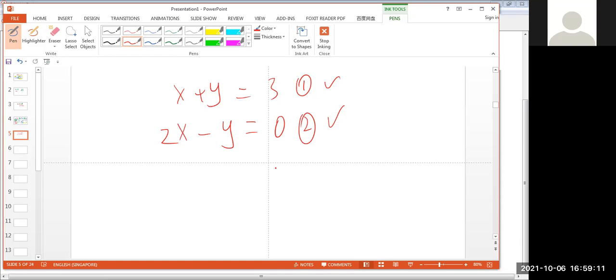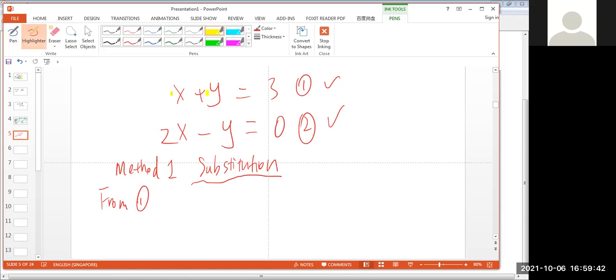Okay. So let me give you method 1. Method 1 is called the substitution method. What I normally do is I will choose one of them and then I'm going to solve it. So what I'm going to do is from 1, this is my 1.